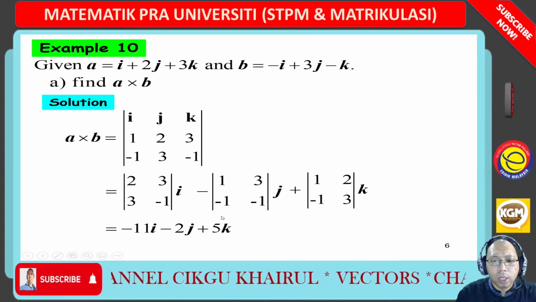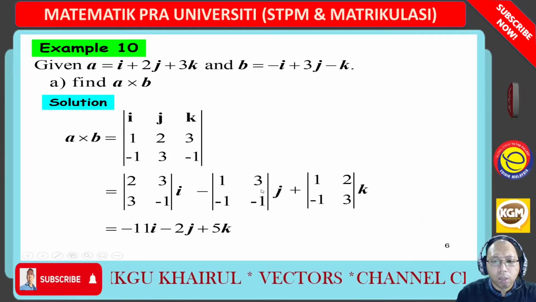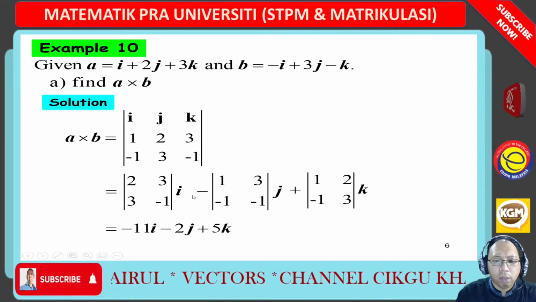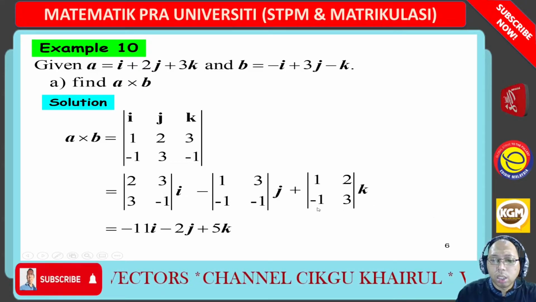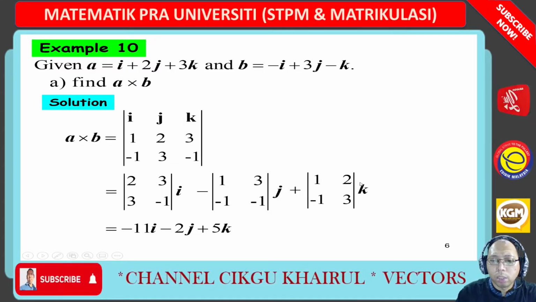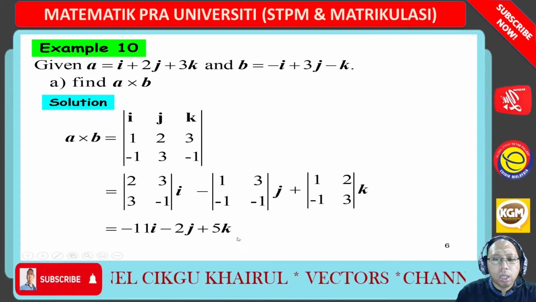So 1 minus 3 is positive 2, but we have a negative sign here, so negative times positive becomes negative. And this one, 3 minus 2, because 1 is negative 2, so 3 minus 2, then we get 5. So this is the A cross B.